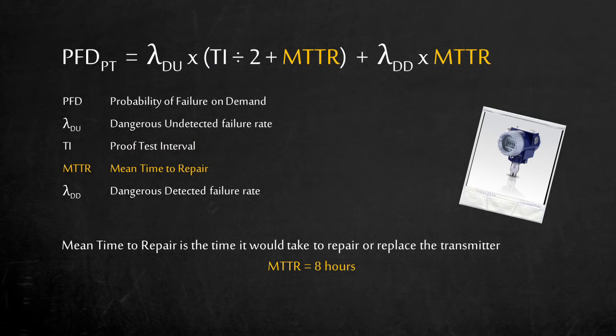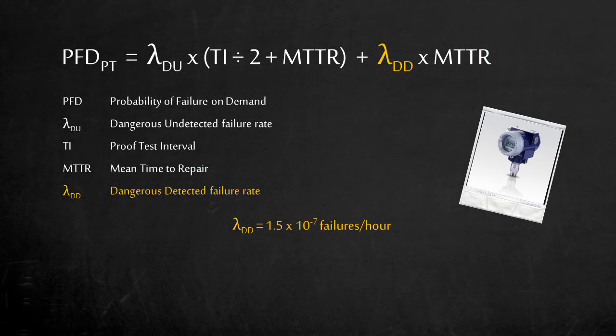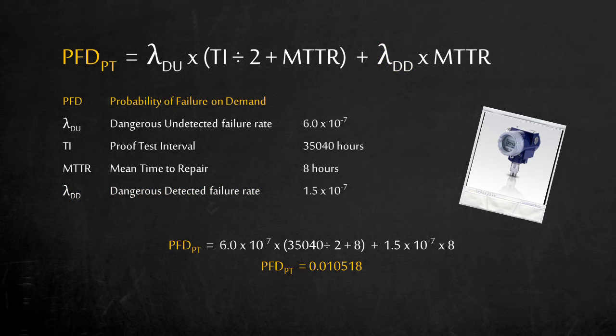Mean time to repair also depends on operations and maintenance. Let's say it would take the crew 8 hours to repair or replace the transmitter. The pressure transmitter has a dangerous detected failure rate of 15 failures per 1 million hours of operation. Now that we got all the variables, we can calculate the probability of failure on demand of the pressure transmitter, which is 0.010518, or about 1% chance in any given year.